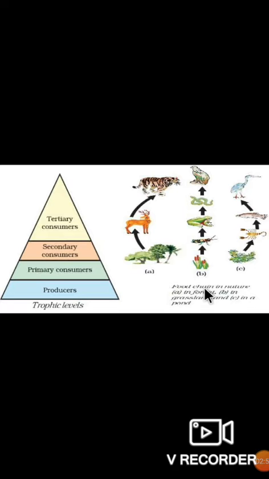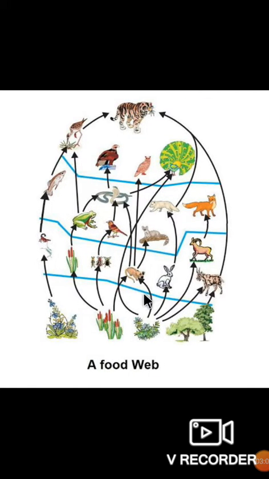But in our normal ecosystem, all the food chains are not so simple. Sometimes many food chains are interlinked with each other. Each of these levels is known as a trophic level. So at the bottom, all the green plants or the producers get their energy from the sun.